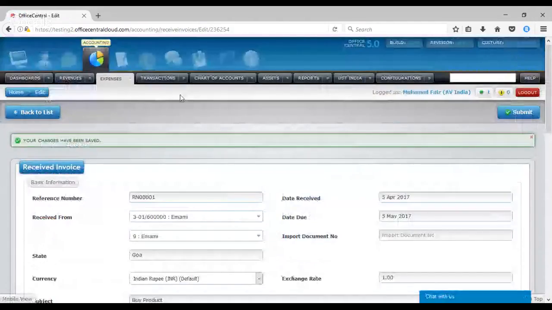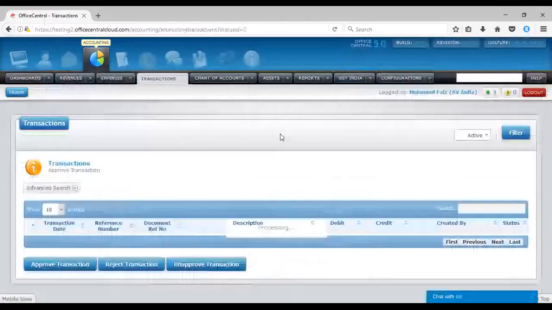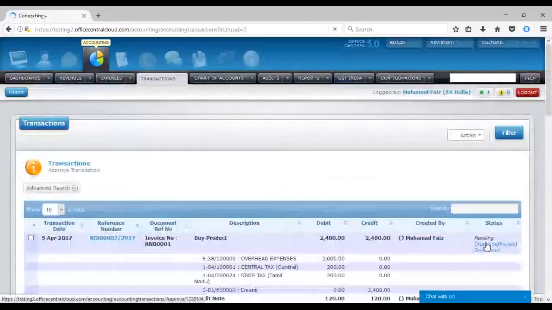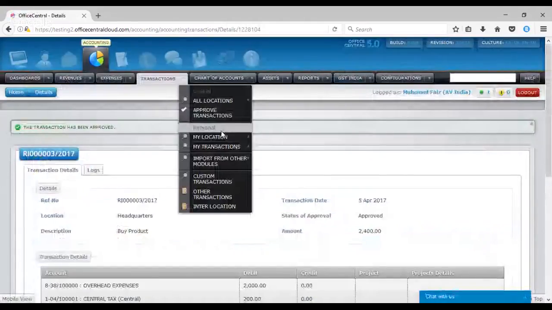But now we are going to move on. Let's say, can you approve? Is it already approved? Okay, can you approve the transaction first? Okay, we are going to approve the transaction. Okay, the credit note is already approved, right? Okay, can you approve the credit note?